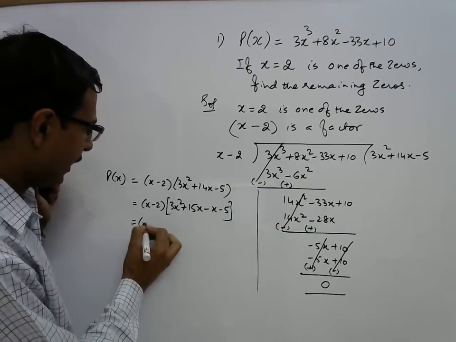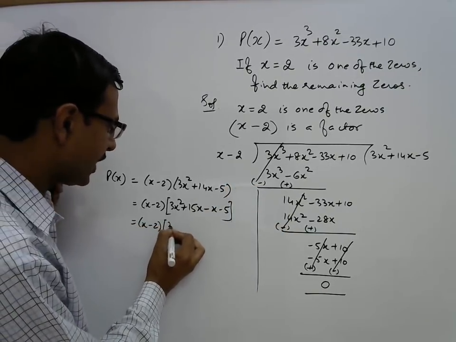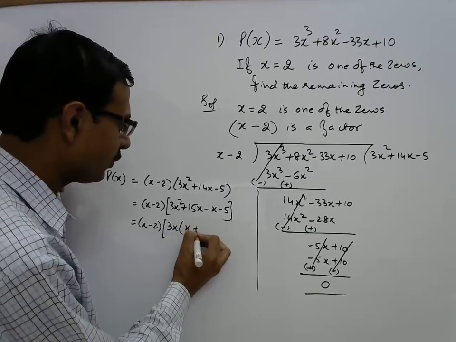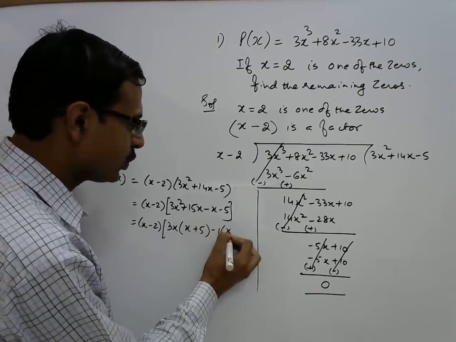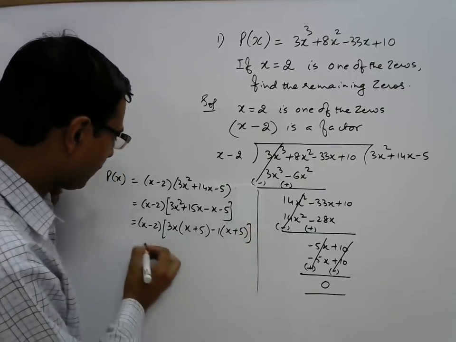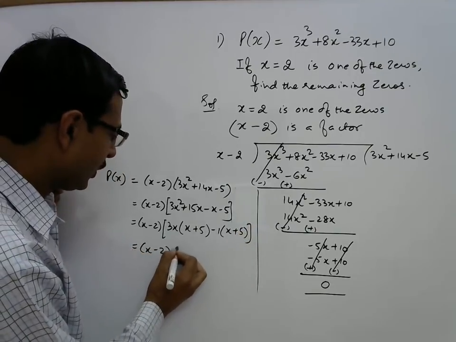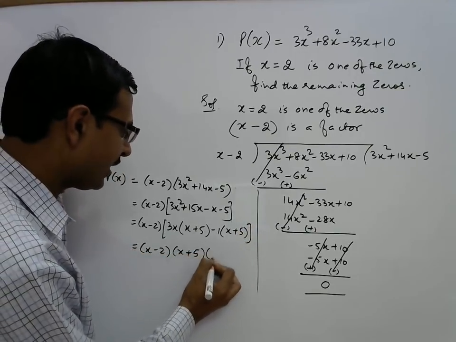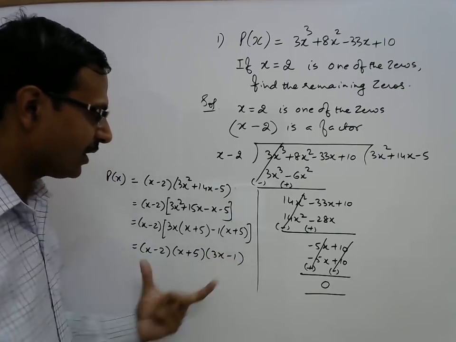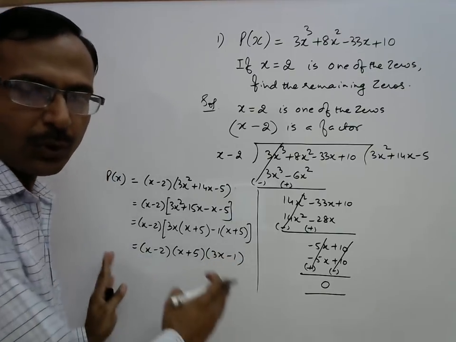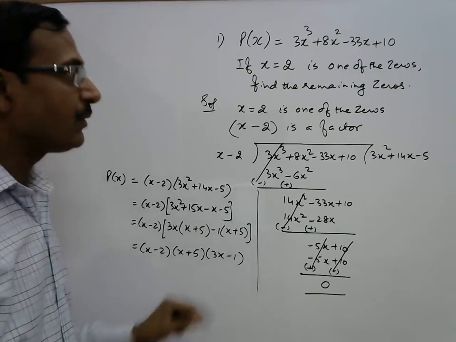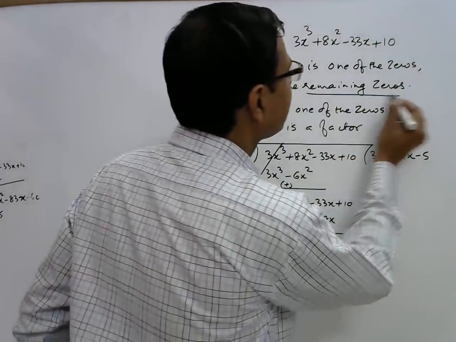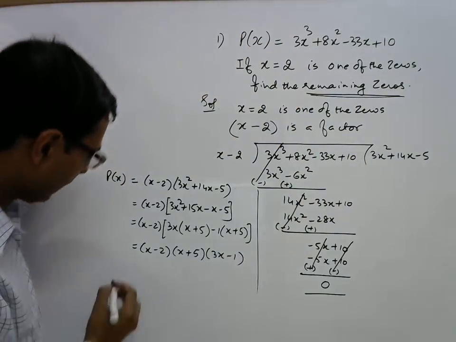Now you can take common. I don't think I need to explain this middle term splitting method all over again for you, because if you don't know middle term splitting, then there is a big problem. So now x plus 5 is the second factor and 3x minus 1 is the third factor. Now you see we have found out all the three factors. But what was the question? Find the remaining zeros. So the remaining zeros are found out.